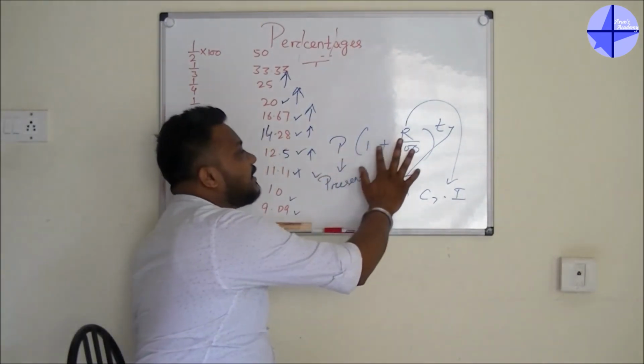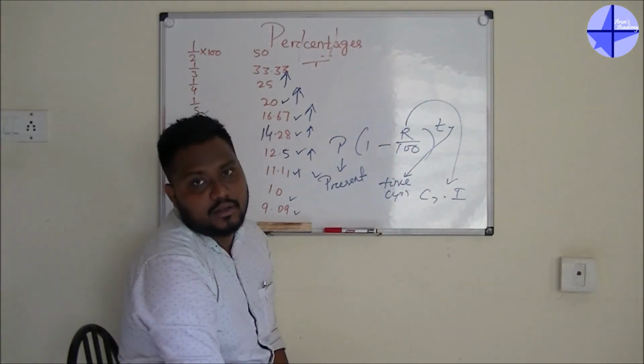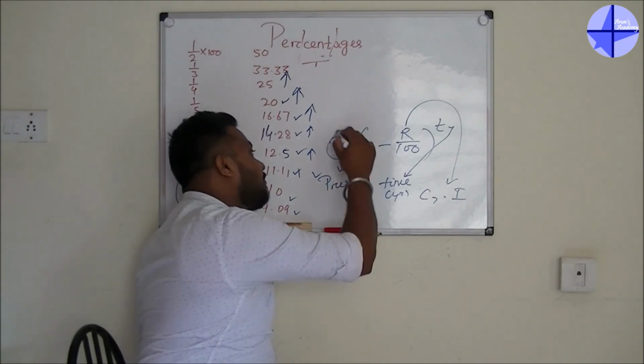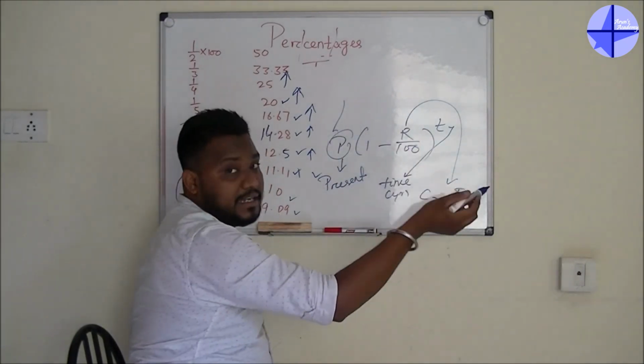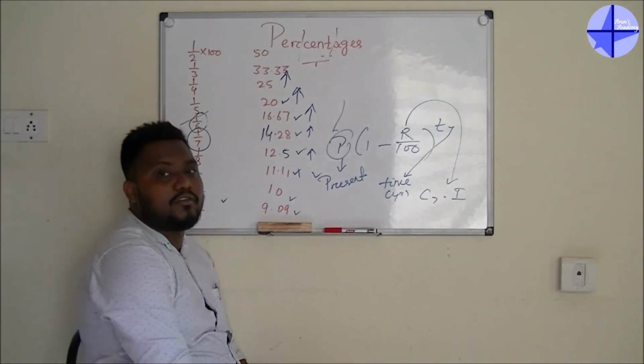So for gradual decrease, this is the formula. That's all. P0 into 1 minus R by 100 to the power T, and this will be the present price. R is the gradual decrease percentage, and T is the time. So this is your type number 5.